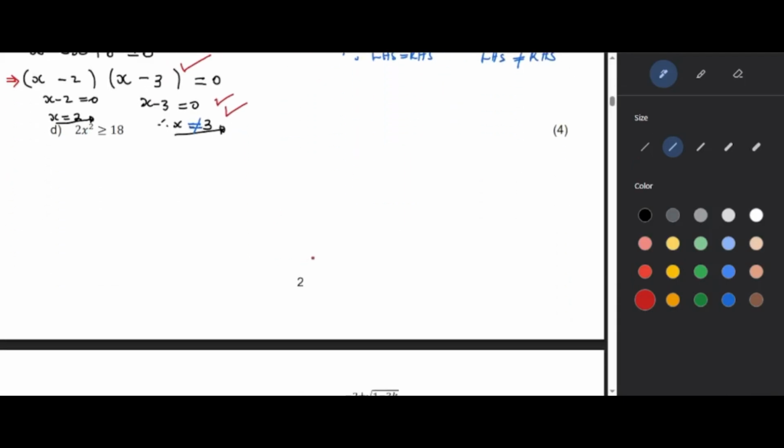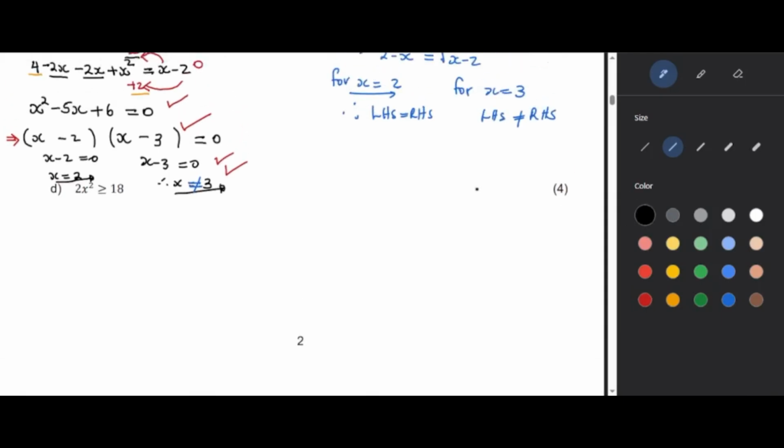Okay, so we are now doing one of the most interesting questions, which has to do with inequality. So let's solve 2x squared greater or equals to 18. First thing first, let's put everything equated to 0. I'll write this as 2x squared minus 18 greater or equals to 0. So now, can we divide everything by 2? Yes. Let's divide, because it's best if you work with x squared that has the coefficient of 1.